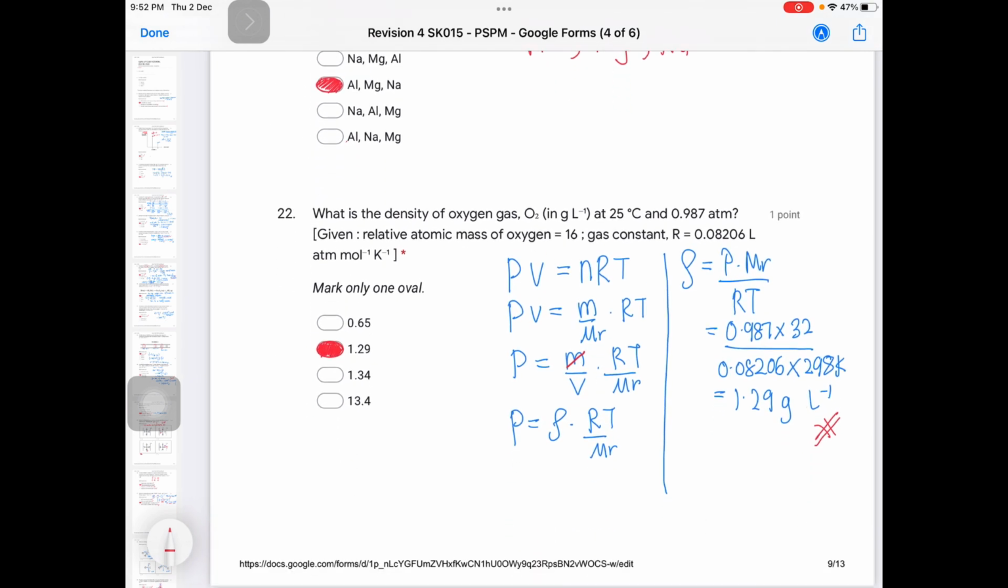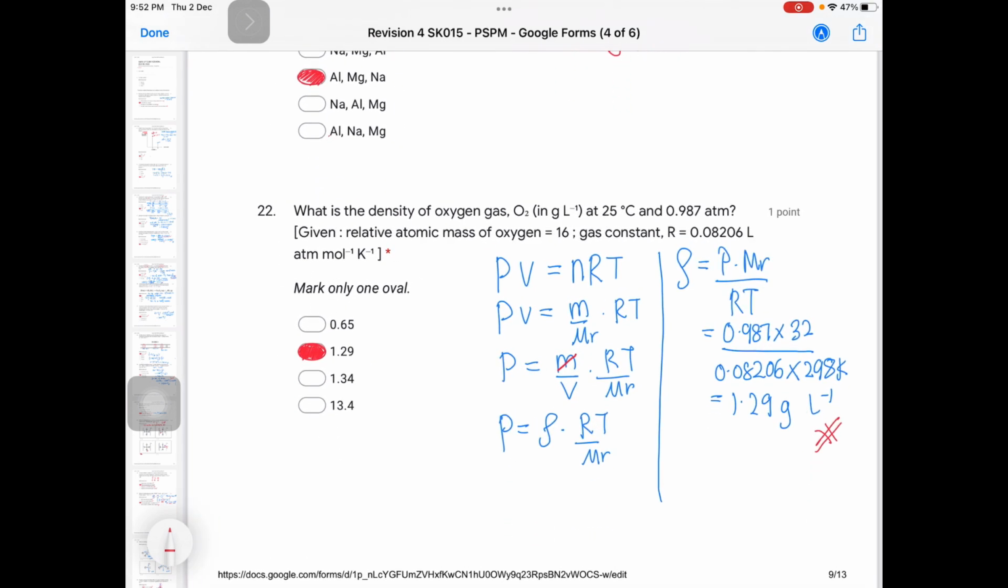Okay, next. What is the density of oxygen, in gram per liter, at 25 degrees Celsius and 0.987 atm? Given the relative atomic mass of oxygen is 16. Gas constant R is equal to 0.08206 liter atm per mole per Kelvin. So PV is equal to nRT. So PV is equal to mass over molar mass times RT. Then mass over volume is density. So P is equal to density RT over Mr.